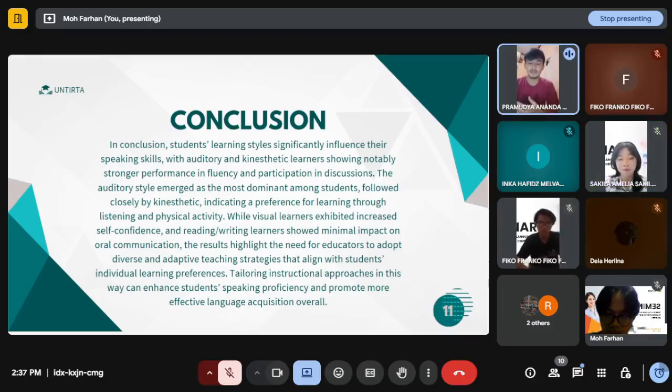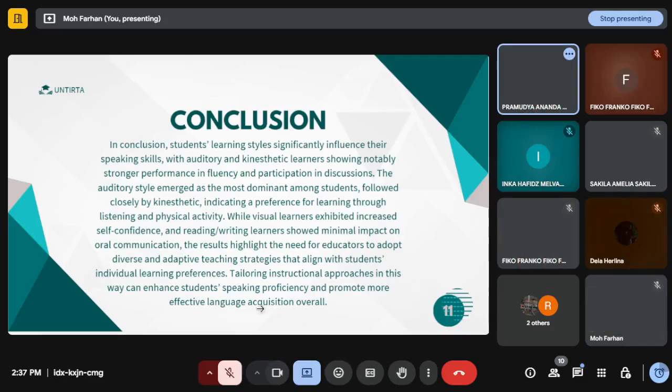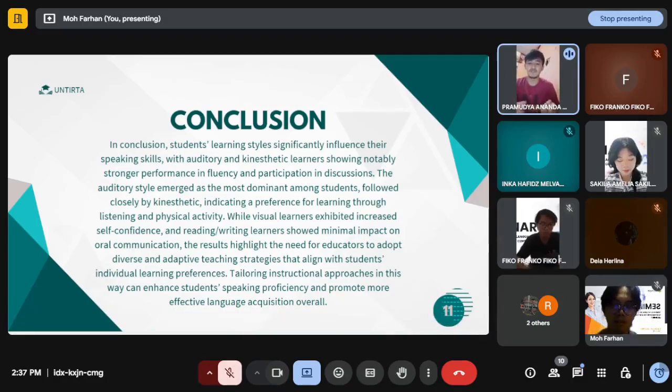on oral communication because they are focused on textual skills. The results highlight the need for educators to adopt diverse and adaptive teaching strategies that align with students' individual learning preferences. Tailoring an instructional approach in this way can enhance students' speaking proficiency and promote more effective language acquisition overall. Okay, I think that is all from our group.